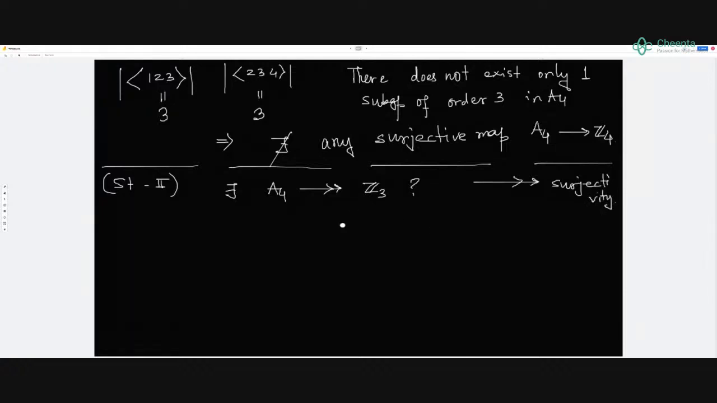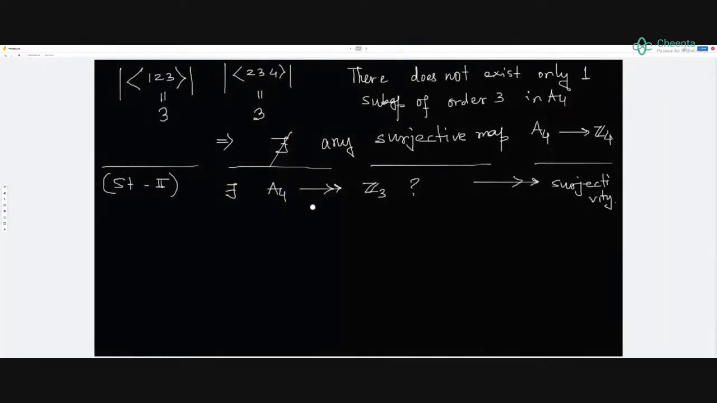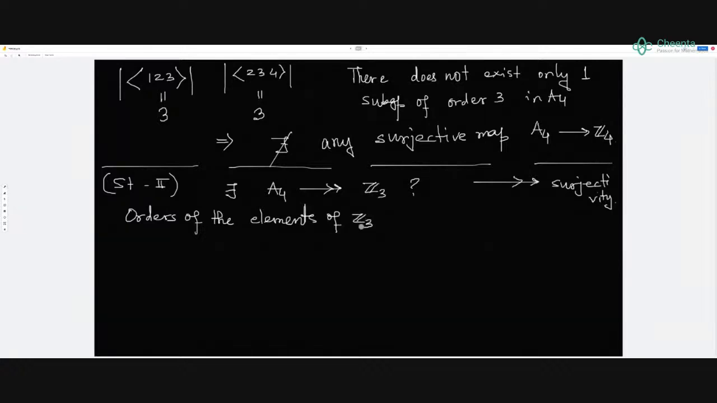Okay. So now the fact is that yes, of course there is. How will you produce it? It's precisely by using this first section. So now see what the orders of the elements of Z3 are. The orders of the elements of Z3 are 1 or 3, right? Because it's a cyclic group.